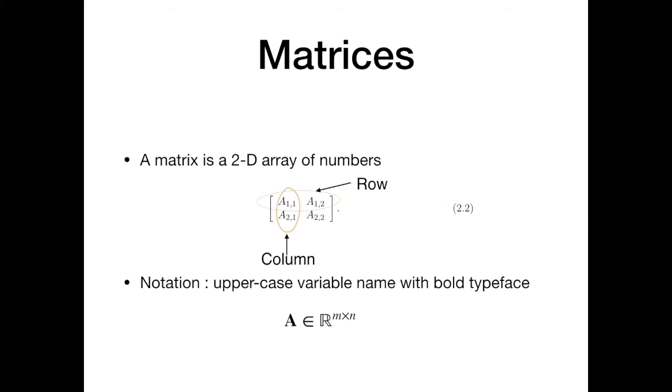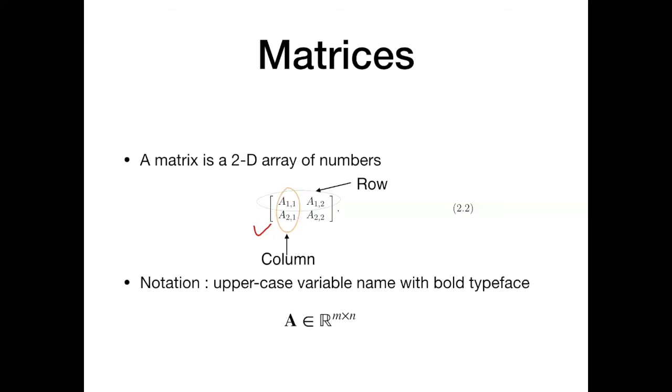A matrix is a two-dimensional array of numbers, and each element is identified by two indices instead of just one. We usually give matrices uppercase variable names with bold typeface. When we need to explicitly identify the elements of a matrix, we write them as an array enclosed in square brackets, like this. This represents a 2 times 2 matrix, where the number of rows is equal to 2 and the number of columns is equal to 2.